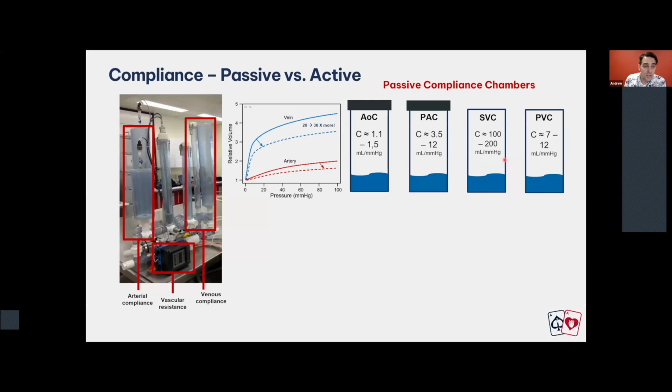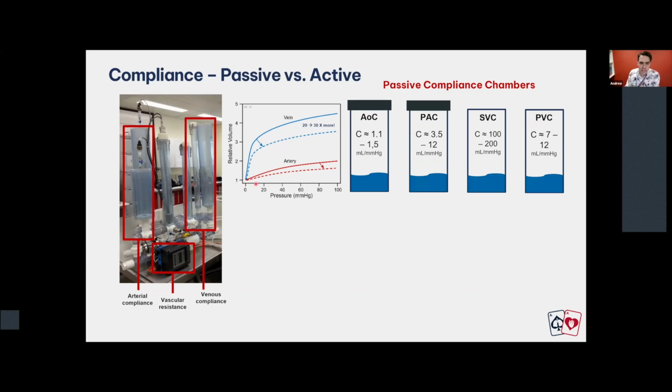There are several ways to implement compliance into your system. You could build, for instance, tubes that have the same compliance as the vessels that you're trying to replicate. We personally use passive compliance chambers. A passive compliance chamber is either a closed-to-air chamber with trapped air inside or an open-to-air chamber with a specific diameter.